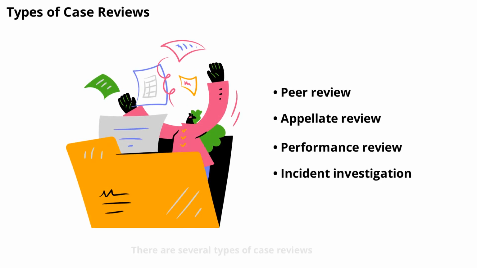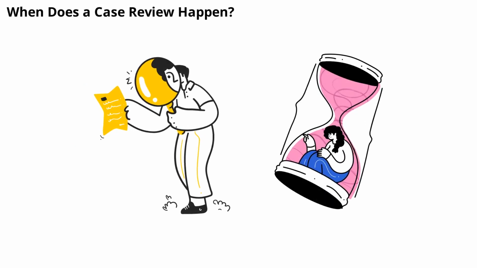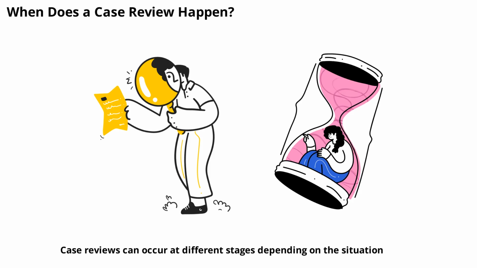There are several types of case reviews, each tailored to specific needs. For instance, peer reviews are common in healthcare, where colleagues evaluate each other's cases. In legal settings, appellate reviews examine decisions made by lower courts. Businesses might conduct performance reviews or incident investigations. Each type of review has its own procedures and goals, but all share the common purpose of improving outcomes and ensuring fairness.